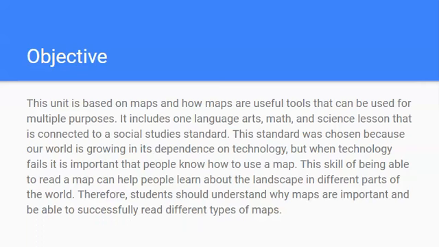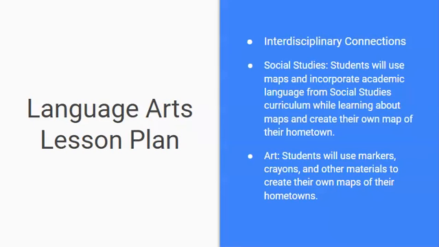The skill of being able to read a map can really help people learn about the landscape in different parts of the world. And learning about that landscape can really help people gain a better understanding of the Earth's surface. Therefore, students should understand why maps are important and be able to successfully read different types of maps. So I'm going to begin with the language arts lesson plan.